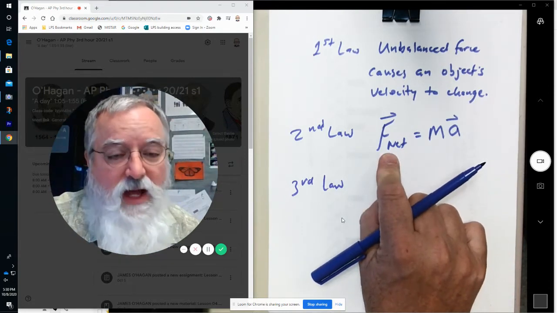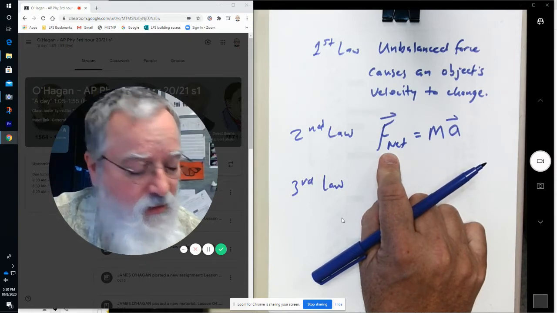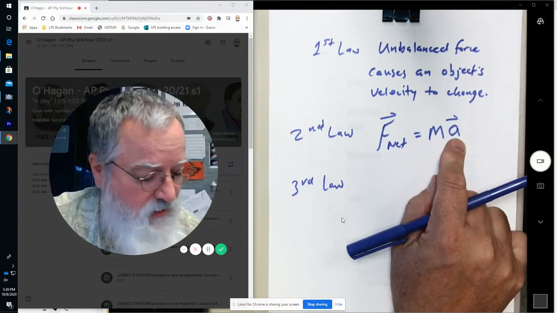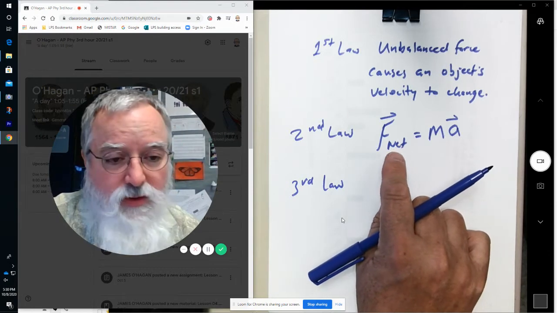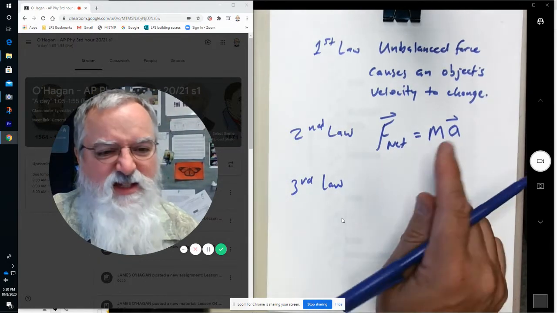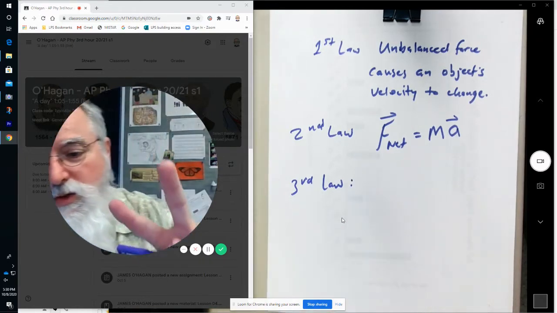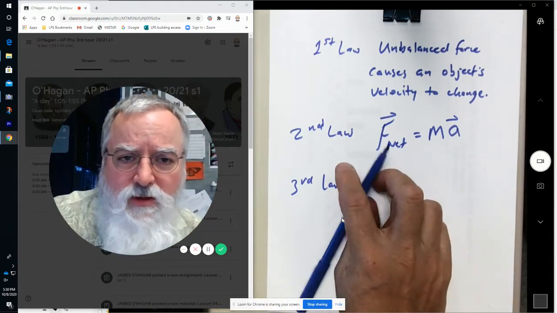The net force on one object, all the vectors on one object added together, will cause that mass to have an acceleration. And the amount of the acceleration is proportional to the amount of force. And it has to do with the mass. The mass is the scalar there for that. Okay, third law has to do with two objects. Two objects.